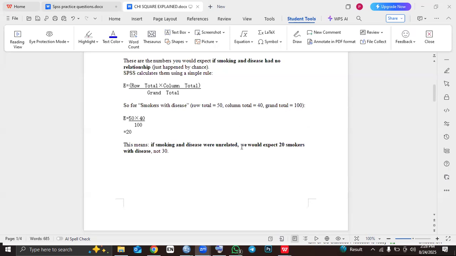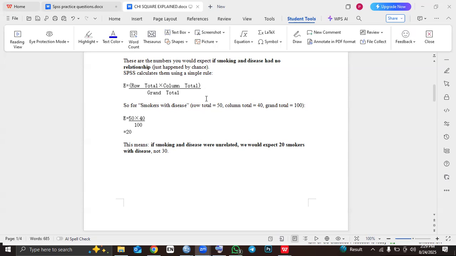Okay, so in SPSS, we can simply cross two categorical variables to be able to get an expected value. And then that expected value will help us know whether there's a relationship between the two categorical values. So how can we do this? Now, the expected value E is given by this formula: the row total times the column total, all divided by the grand total.